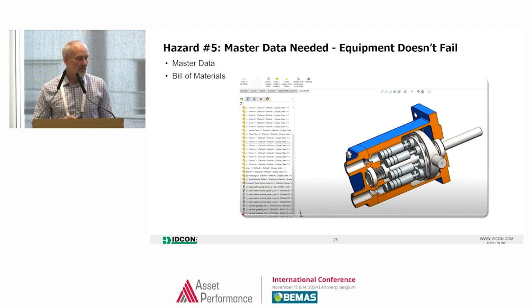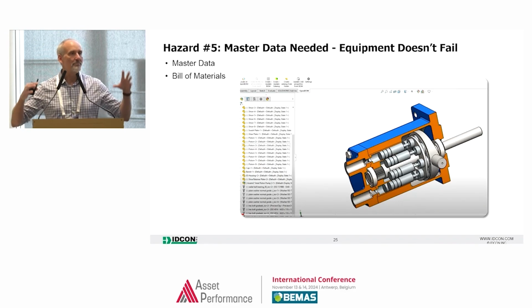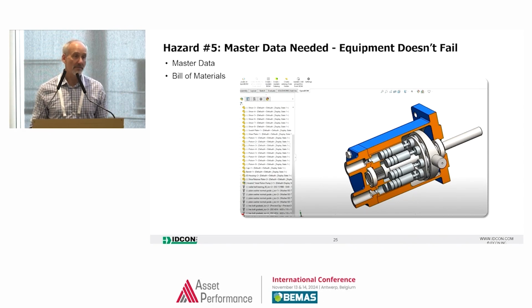Another thing is, many people have talked about this, if we don't have the bill of materials and the parts, because a machine does not break down, right? A piece of equipment does not break down. It's a component that breaks down. So you need to have the components in your CMMS and in your database, otherwise you're never going to find the failures. I guarantee you that.